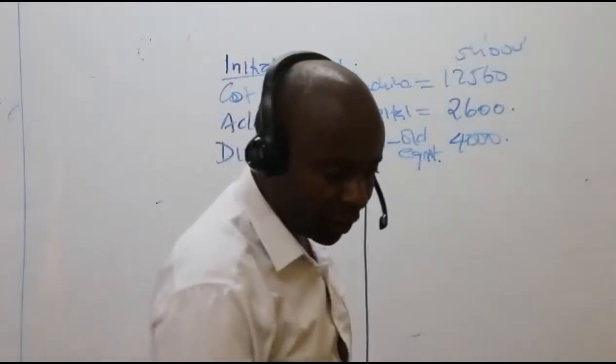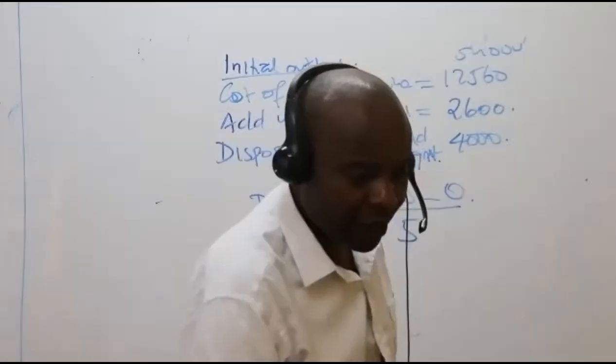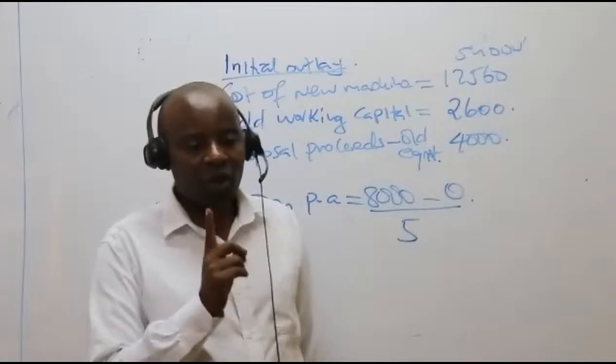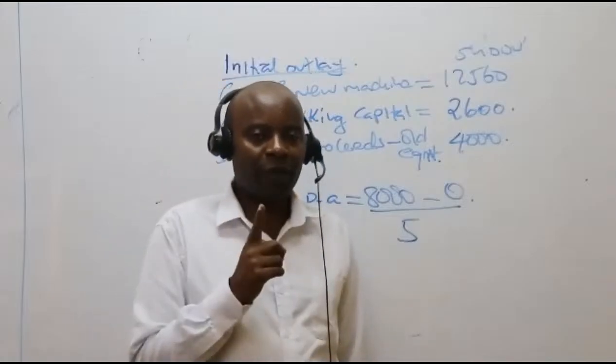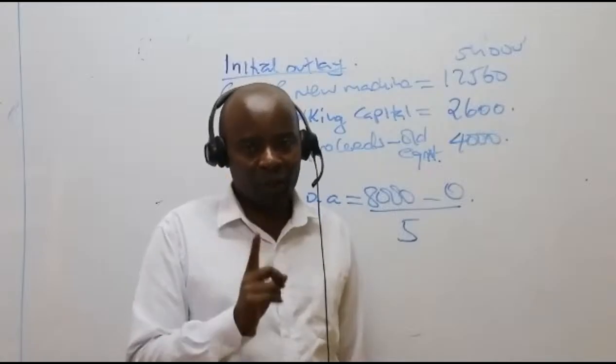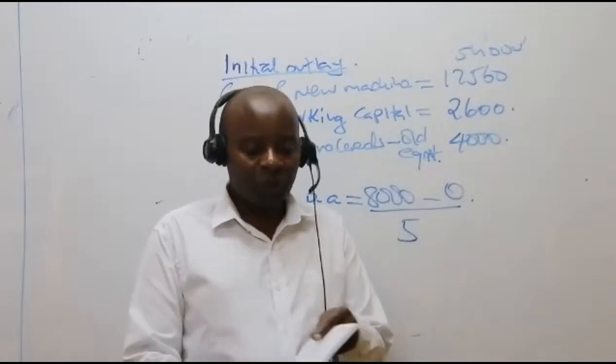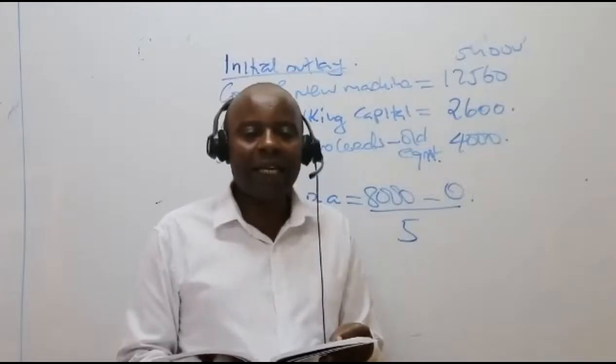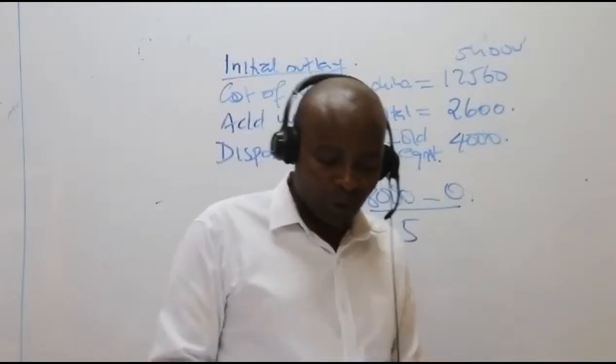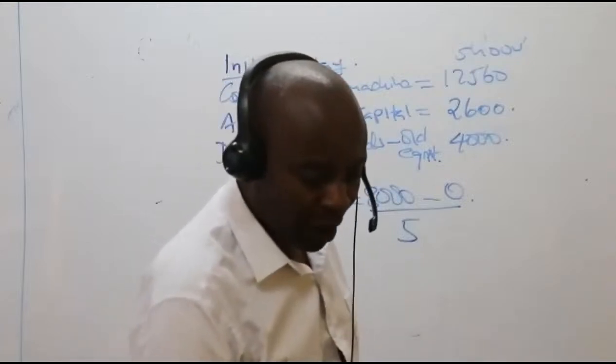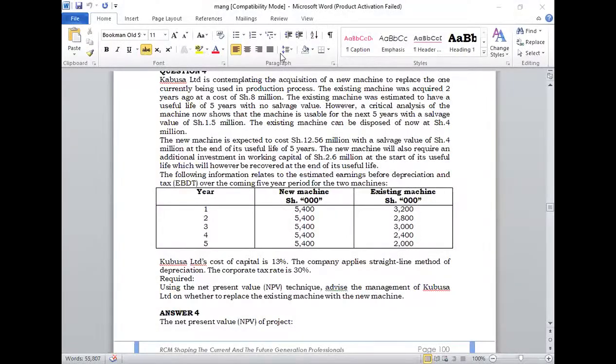We discussed this issue of accumulated depreciation, so allow me kindly to repeat this concept of net book value. Specifically, I would want us to get the depreciation of the old machine. What have they told us? In line number 2 of the first paragraph, they're telling us the existing machine was acquired 2 years ago at a cost of 8 million, with a useful life of 5 years and no salvage value.